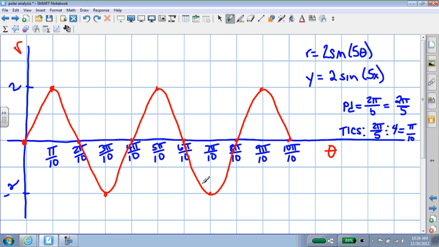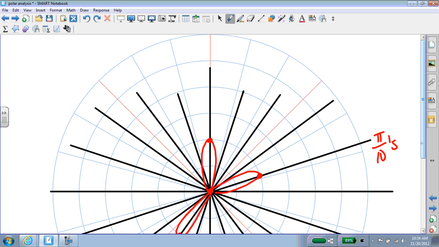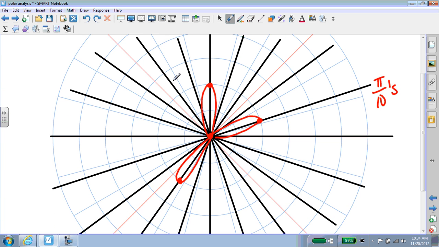Okay. At 7 pi over 10, I'm at negative 2. And at 8 pi over 10, I'm back at 0. And the radius got bigger and then smaller. But at 7 pi over 10, I'm at negative 2. Okay, so this is 5, 6. It's 7 pi over 10. I'm not at positive 2. I'm at negative 2. Let's see, negative 2. And the radius got bigger and then smaller.